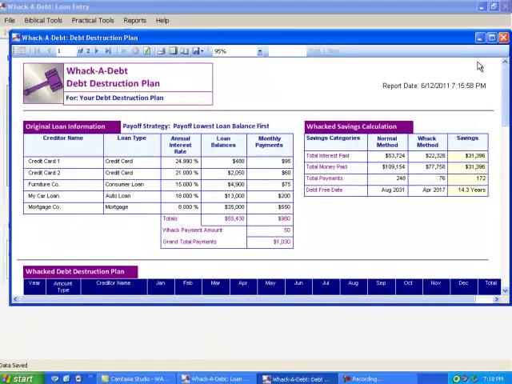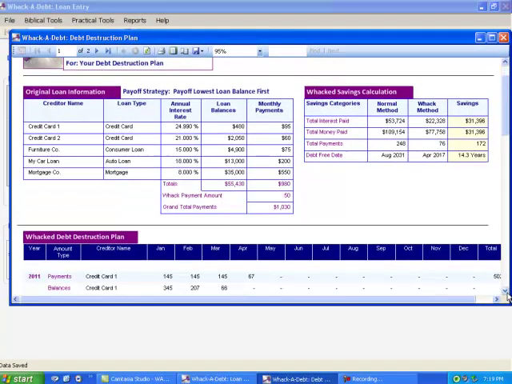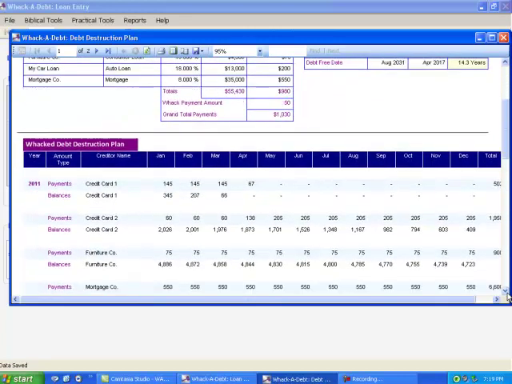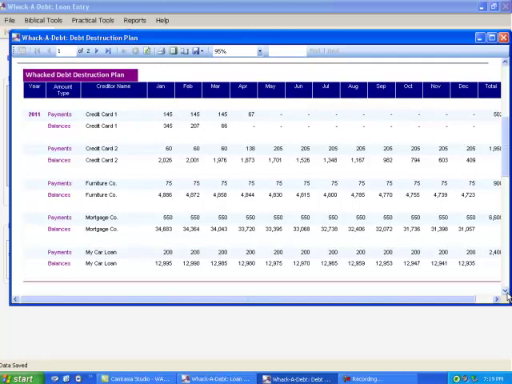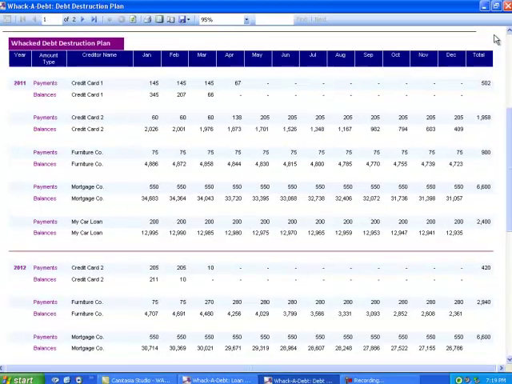In the WAC debt destruction plan section, it shows our projected payments and loan balances for each loan until all debts are paid in full. That takes away the guesswork of trying to figure out how much to pay each creditor each month. Let's look at the details.